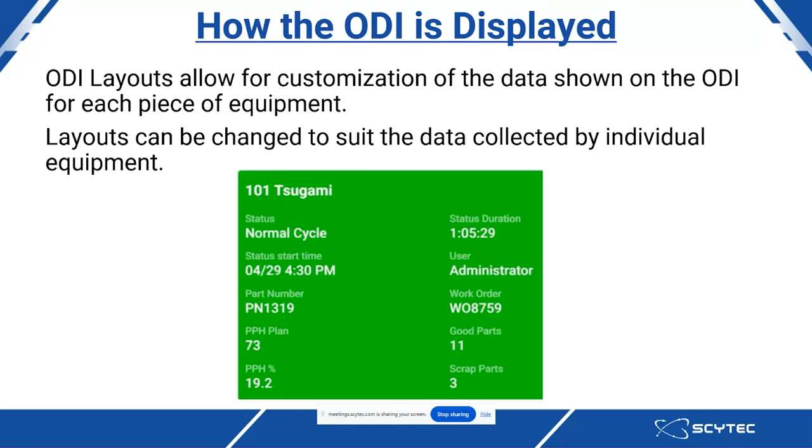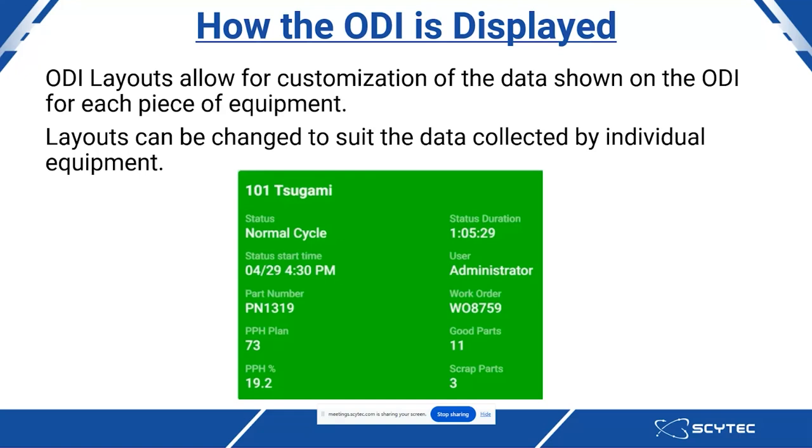with those 3 little lines that are at the very top left of the ODI home screen page. So ODI layouts allow for customization of the data shown on the ODI for each piece of equipment. Layouts can be changed to suit the data collected by the individual equipment. If you're familiar with DataXchange, this works the same way as our real-time equipment view, where you can toggle some things on and off that are necessary for solving your shop floor issues. So with this Tsugami machine, we can see a bunch of different reported metrics in terms of what is currently going on with the machine.